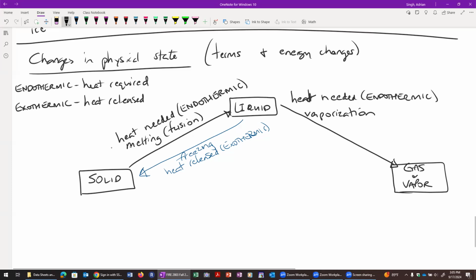All right. So we're going in the opposite direction now, going from a gas back into a liquid. That process is called condensation. Okay, and as you can imagine, heat energy is released in this process. And that would make it then exothermic.